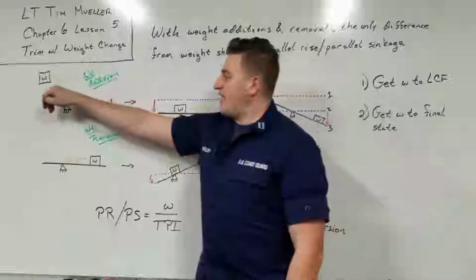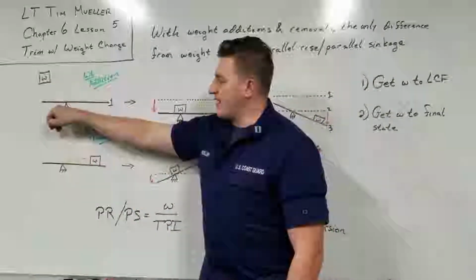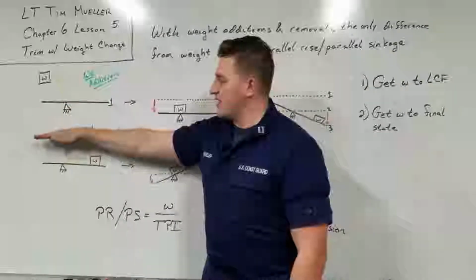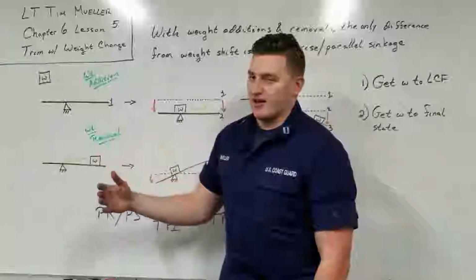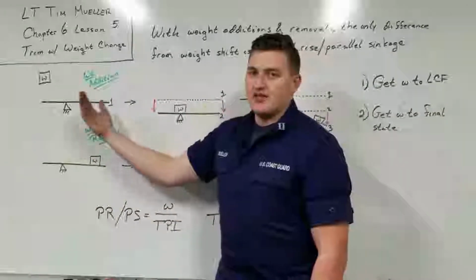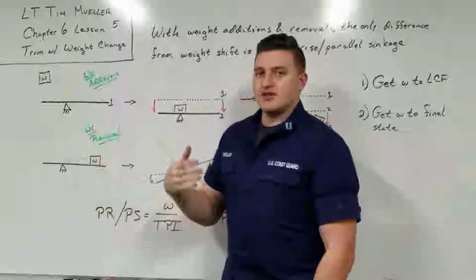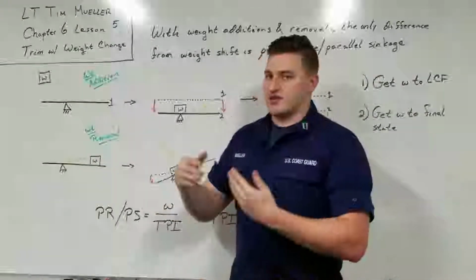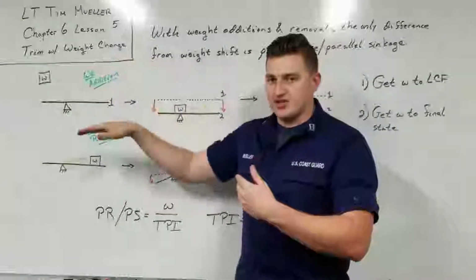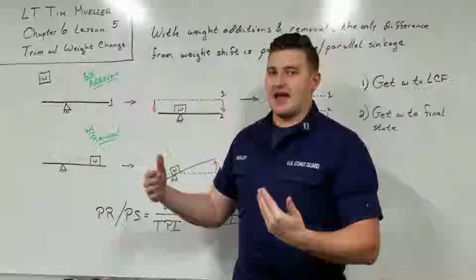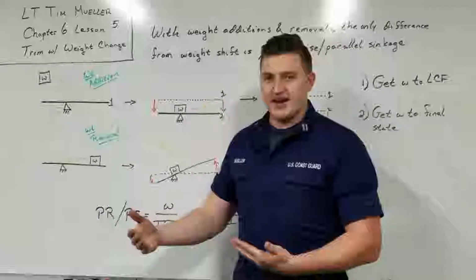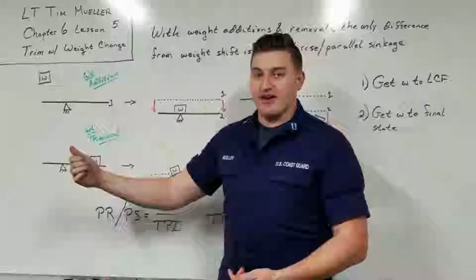So if we add the weight directly to the LCF, that's going to give us parallel sinkage. Then we shift that weight, nothing different from what we learned in the last video, to its final location. Then we're going to account for the trimming. Then we just add, through superposition, the effects of the weight addition, parallel sinkage, and the trimming to forward and aft, and we're going to get our complete total change in drafts, forward and aft.